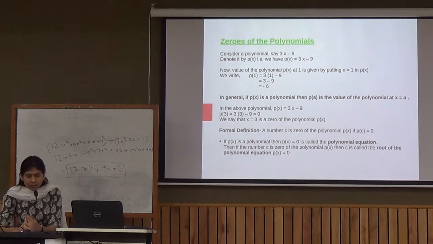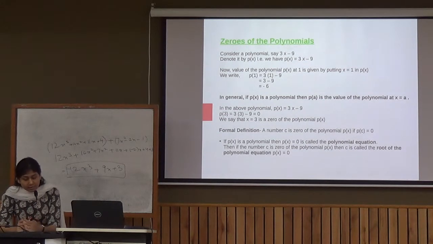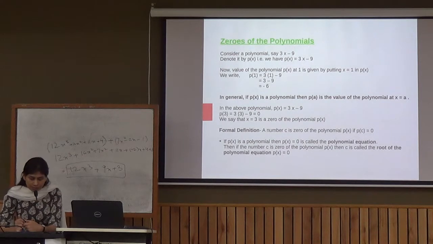How do we do that? We simply put x is equal to 1 in this polynomial. Therefore, we get 3 into 1 minus 9, which is equal to minus 6. Therefore, we say that if p(x) is a polynomial, then p(a) is the value of the polynomial at x is equal to a, which we get simply by putting x equal to a in the polynomial. Now, in the above polynomial, 3x minus 9, the value of the polynomial at x is equal to 3 is 0. Clearly, therefore, here x is equal to 3 is called the zero of the polynomial.